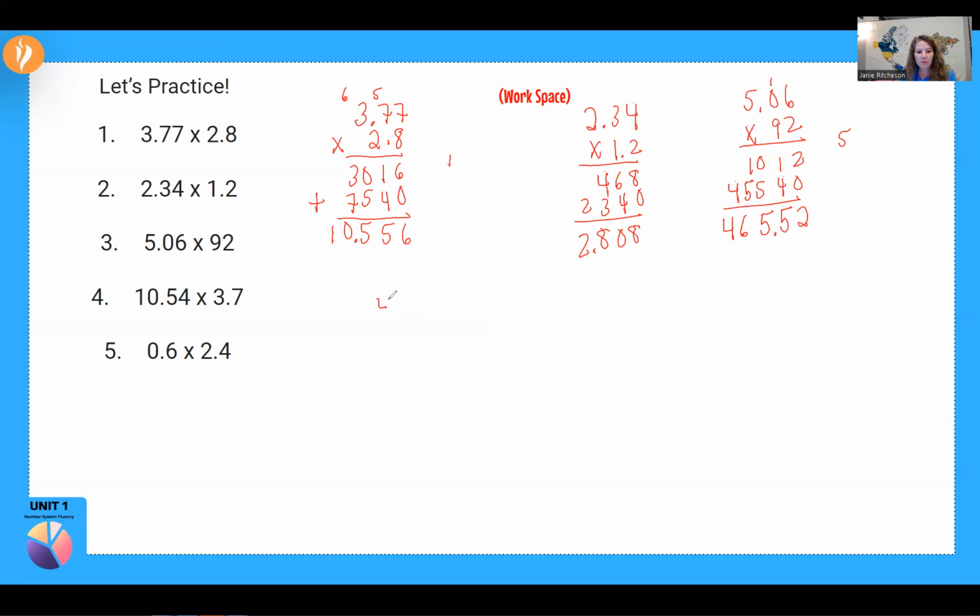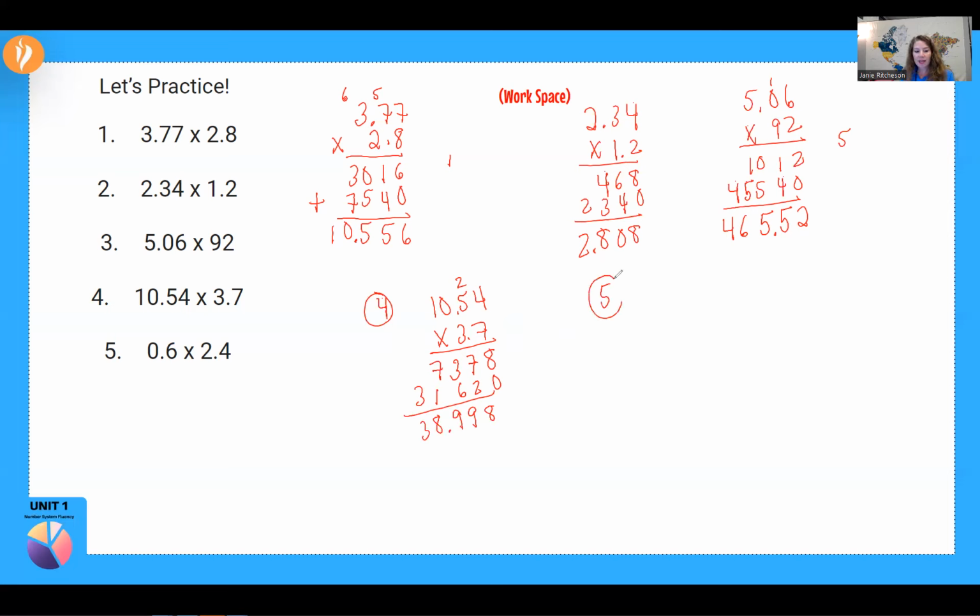Number 4. We have 28, 37. Going to the next line. And we have 3 numbers behind the decimal.